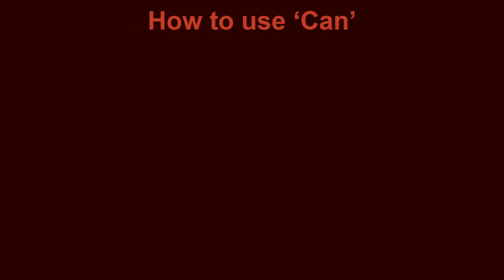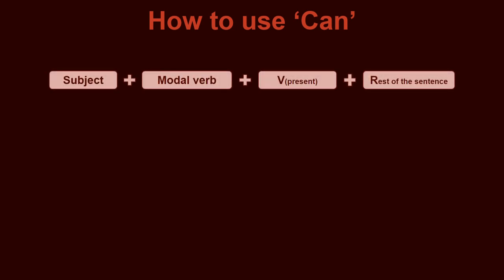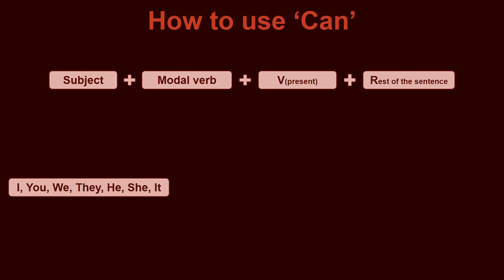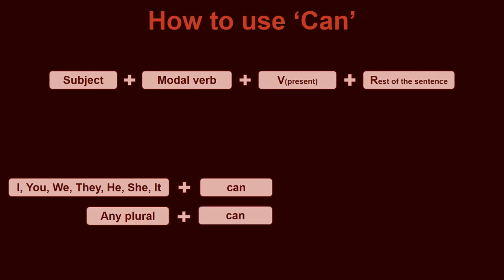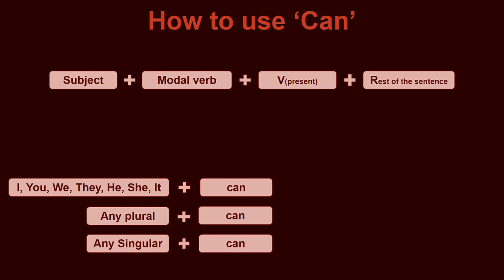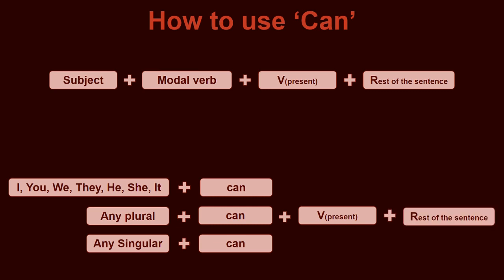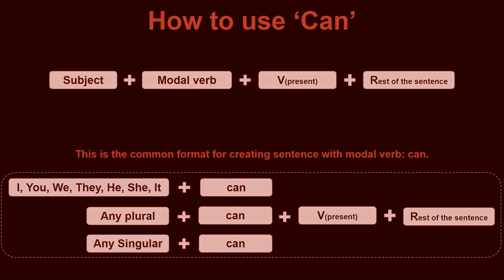How to use can. Subject, modal verb, verb in present, rest of the sentence. I, you, we, they, he, she, it: can. Any plural? Can. Any singular? Can. Verb in present, rest of the sentence. This is the common format for creating sentence with modal verb can.